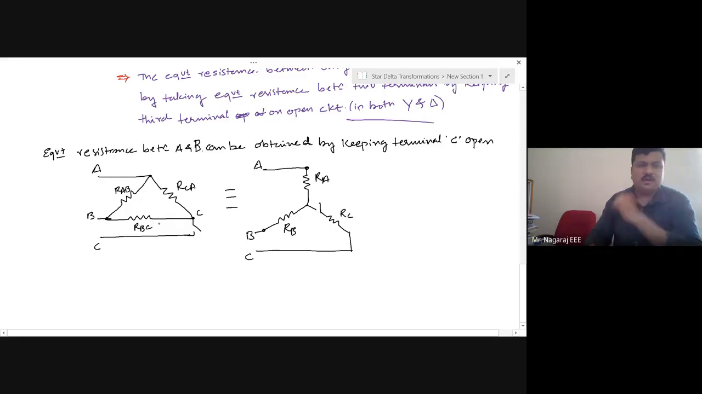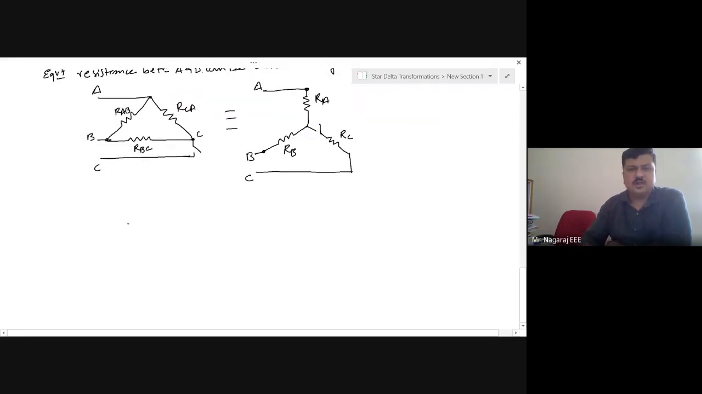If I want the equivalent resistance between A and C, I should be keeping terminal B open. In that case, RAB and RBC will be in series. That will be in parallel with RCA. Accordingly, on the other side, between A and B, it is RA plus RB. Between B and C, it is RB plus RC. RA will be open. Between C and A, it is RA plus RC. RB will be open. This is how we are finding the equivalent resistance in delta and star.